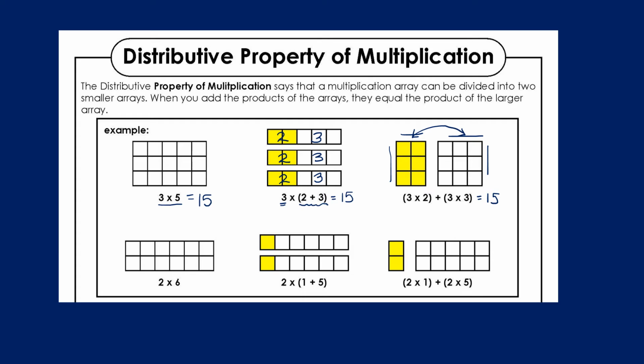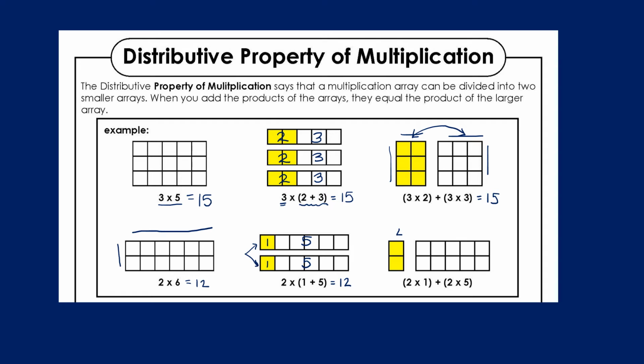In our first array, we have 2 rows by 6 columns. And in our next example, we have 1 yellow plus 5 white, and then another set of 1 yellow plus 5 white. So we have 2 sets of 1 plus 5. That is going to give us 12. So in our first example, we have 12, and in our second example, we have 12.